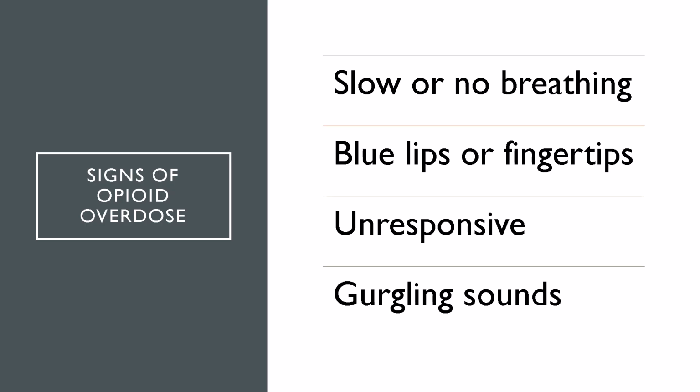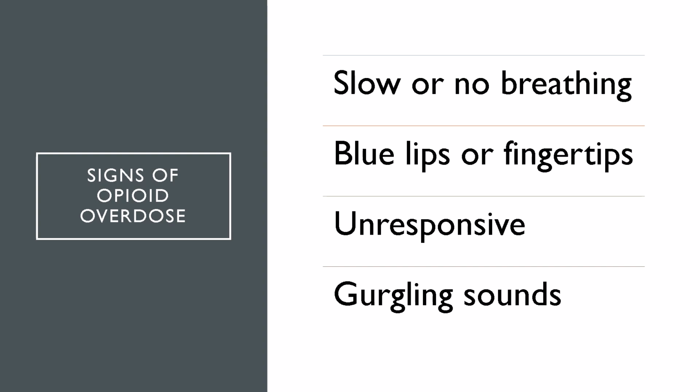So recognizing the signs of an opioid overdose is really critical because it's going to allow for timely intervention. And one of the most important signs is slow or absent breathing. So that may look like shallow breaths or maybe long pauses between the breaths. And another key sign is a change in their skin color, particularly if they have blue or gray lips or fingertips, because that's going to indicate a lack of oxygen in the blood. Maybe the person's unresponsive, meaning they're not waking up when they're spoken to or they're touched.